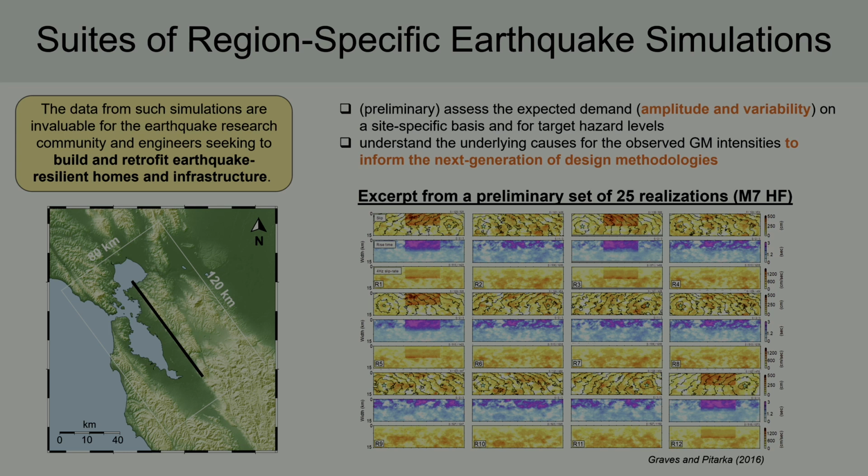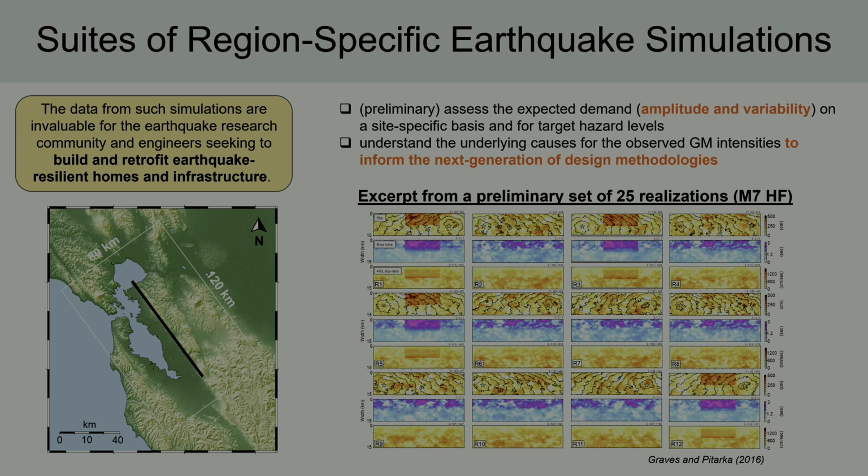These are 25 realizations of a magnitude 7 Hayward fault earthquake, and here is the representation of the rupture models, which use the model proposed by Graves and Pitarka in 2016. We also see that some of these realizations, in addition to having this stochastic distribution of the slip across the rupture plane, also incorporate some deterministic patches with high slips.